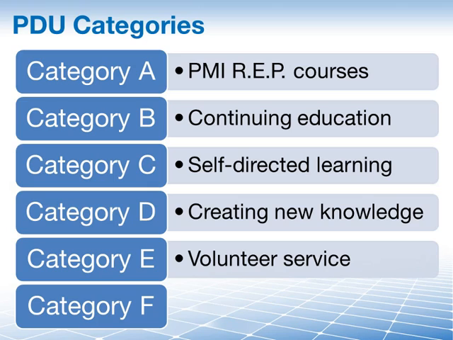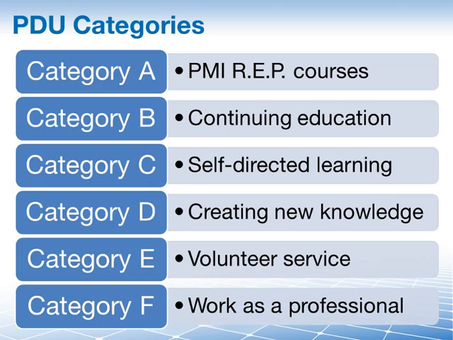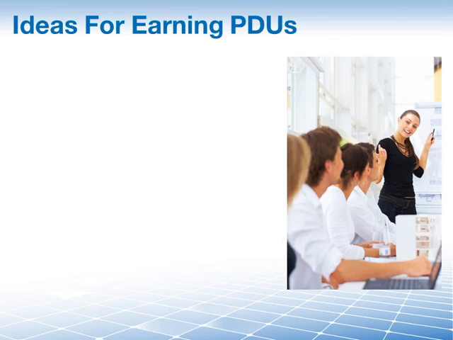Category E is volunteer service. Are you by any chance a volunteer or an elected board member of your local PMI chapter? Well, every hour that you volunteer counts as PDUs. And finally, the easiest way to earn your PDUs, just keep doing what you're doing. Work as a project manager on your projects. If you are employed as a project manager, you can earn up to 5 PDUs every year just for doing your job. So those were the categories.